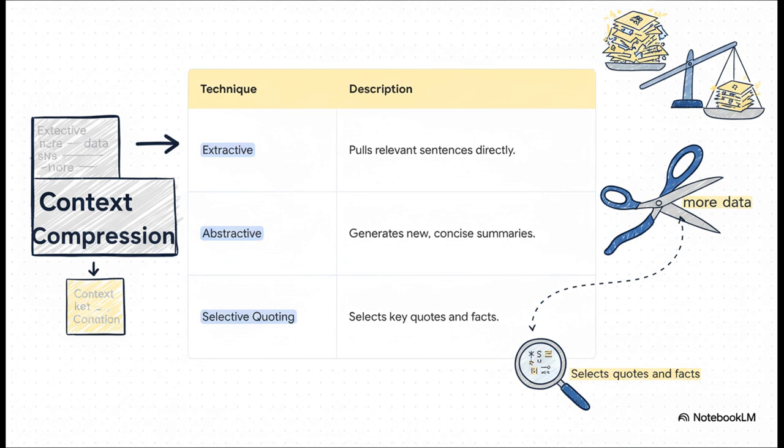Then you've got abstractive, which is a bit fancier. It actually creates a brand new summary of the text. This is awesome for things like chatbots that need to sound natural and conversational. And finally, there's selective quoting, which is a clever mix of both. It grabs key quotes and facts, giving you a really nice balance between the other two.